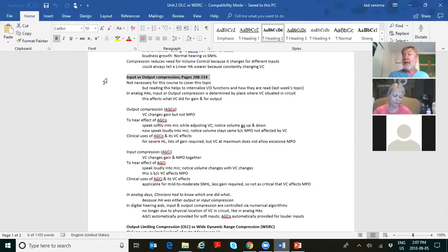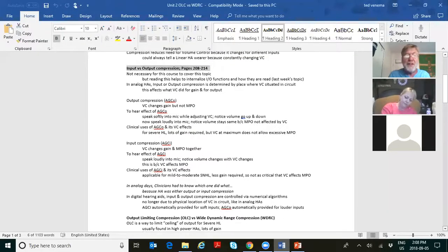And then when you're looking at output limiting compression, OLC, or WDRC, that's the big fork in the road in compression. In OLC, the adjustment is the MPO. In WDRC, the adjustment is the TK control. The MPO deals with the ceiling, the TK deals with the floor. All right.